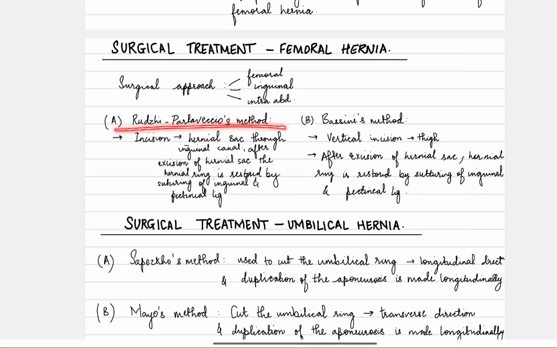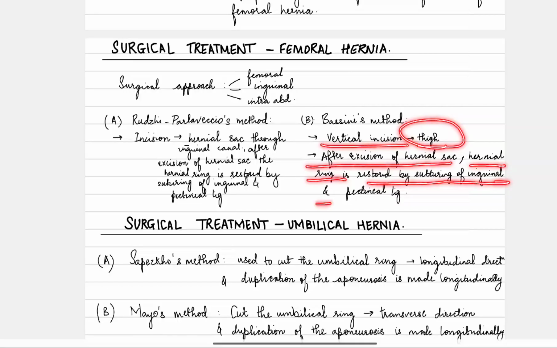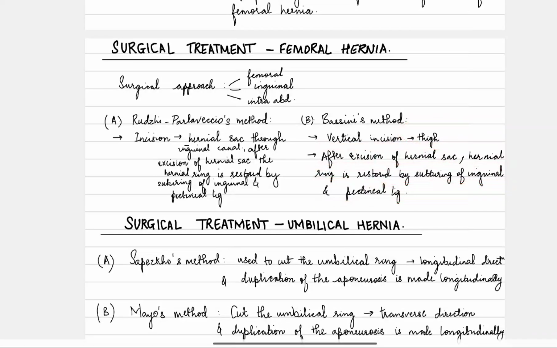In the first method, the incision is made in the hernial sac through the inguinal canal. After excision of the hernial sac, the hernial ring is restored by suturing the inguinal and pectineal ligament. In Bassini's method, we need to make a vertical incision in the thigh. After excision of the hernial sac, the hernial ring is restored by suturing the inguinal and pectineal ligament.